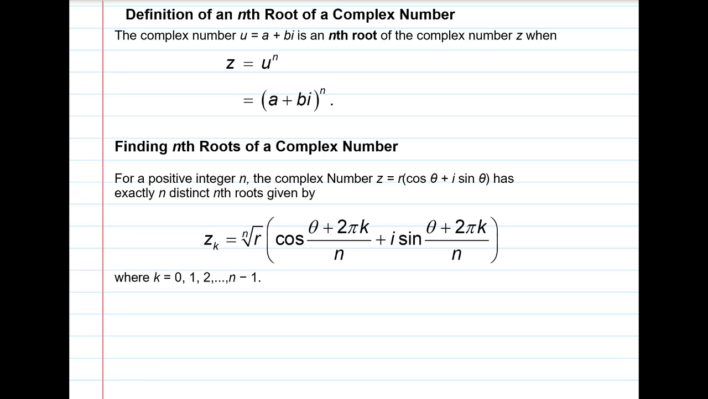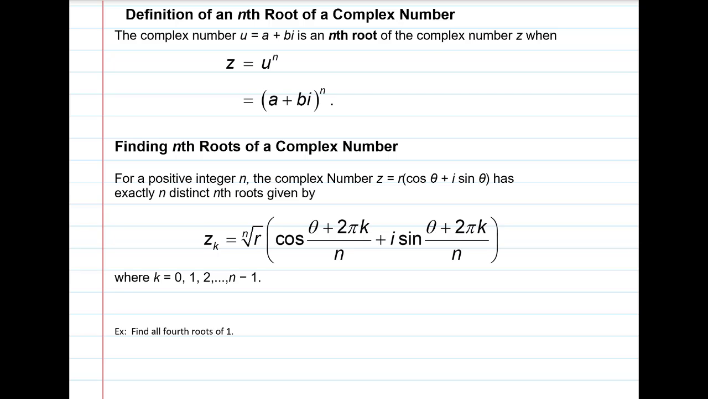So we get this formula here that for a positive integer n, the complex number z equal to r times cosine theta plus i sine theta has exactly n distinct nth roots given by, and we're going to call them z sub k, right? Where k goes from 0 to n minus 1. Since we're counting from 0, we're going to have exactly n roots. And this comes from the famous theorem in algebra, the fundamental theorem of algebra, that says that in the complex number system, any polynomial has exactly n roots when n is the degree of the polynomial, okay?